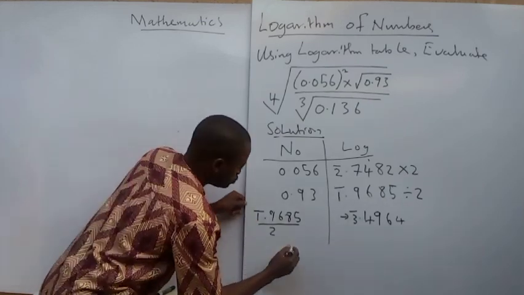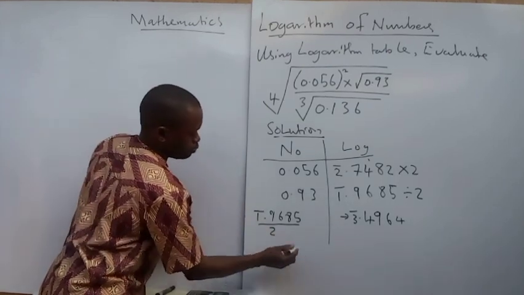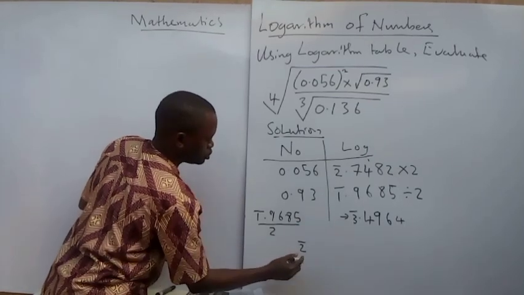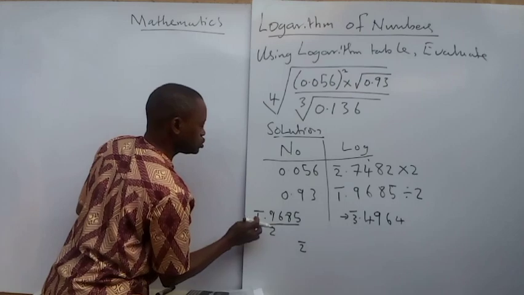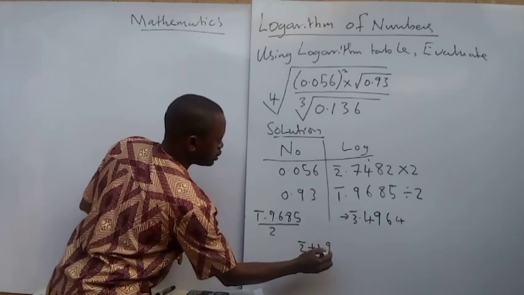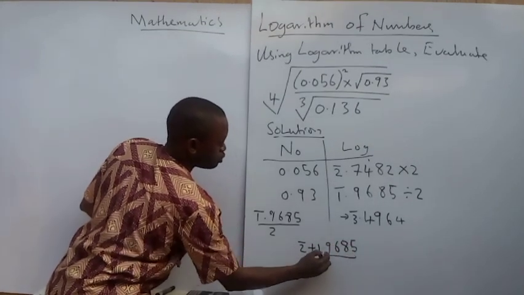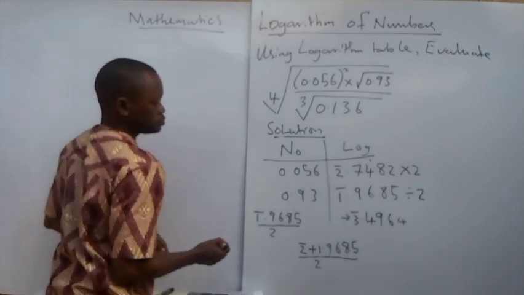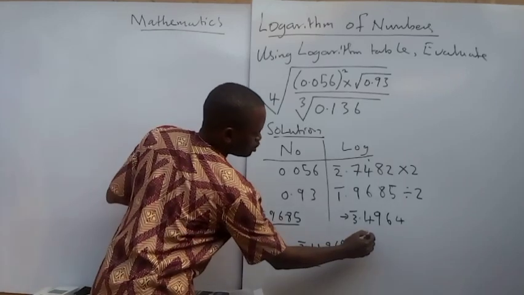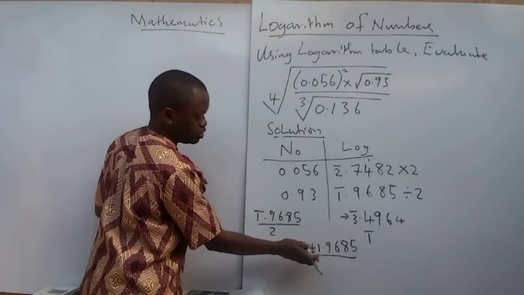All right. So what I will do is I will bring this up, and I have my bar 2. So what am I going to do to this bar 2 to return it to here? It is to add 1 to it. Then I put 0.9685, all divided by 2. So 2 going into this now will give me bar 1. That's 2 divided by 2 will give bar 1.